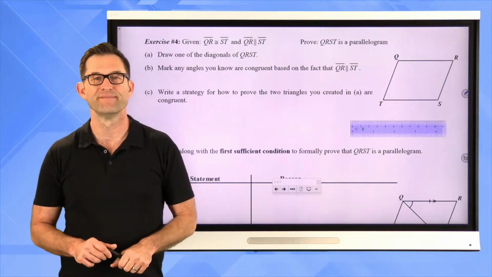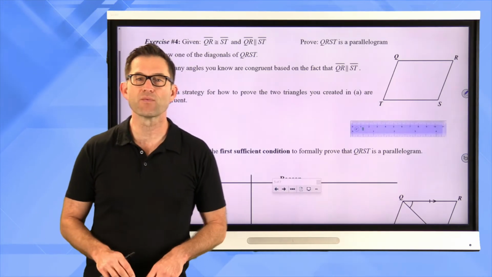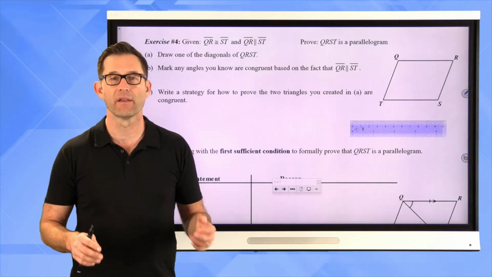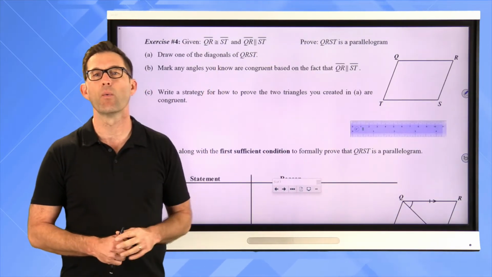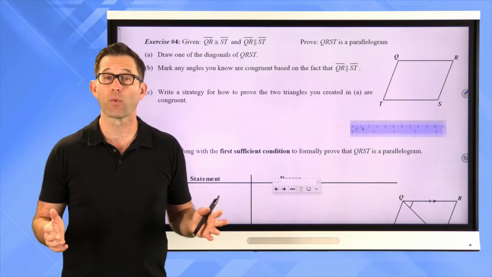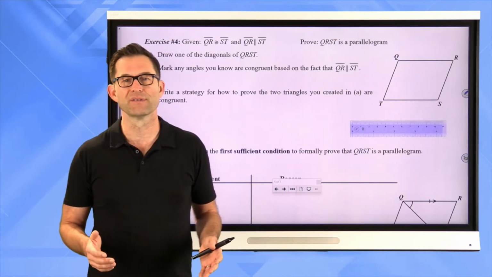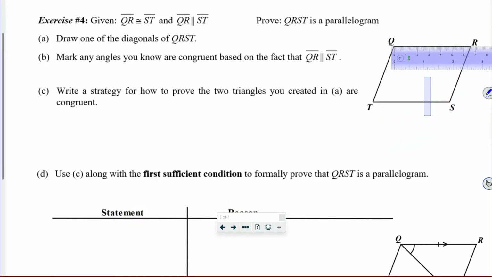Exercise number 4. Given QR is congruent to ST and segment QR is parallel to segment ST, prove that QRST is a parallelogram. All right, now for this, we're going to have to draw in an auxiliary line to help us with the proof, all right? So letter A asks us to draw in one of the diagonals of QRST. And it really wouldn't matter which one, but I gotta get triangles involved in this, all right? I'm going to draw in diagonal QS.